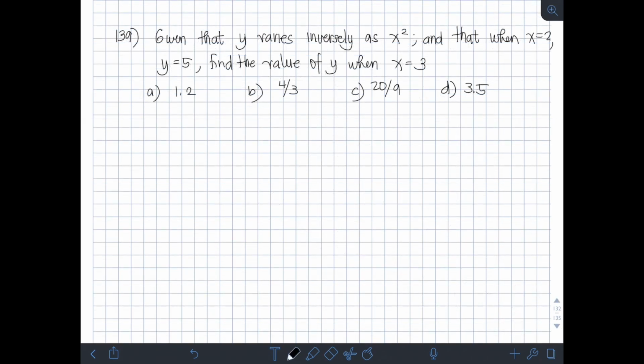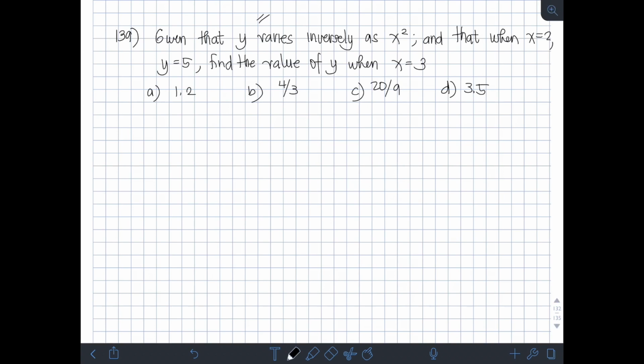Okay? Next, we have, given that y varies inversely as x squared and that when x is equal to 2, y is equal to 5, find the values of y when x is equal to 3. Okay, so variation. Kuhain muna natin yung equation.